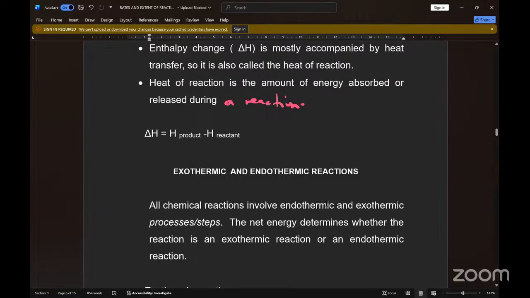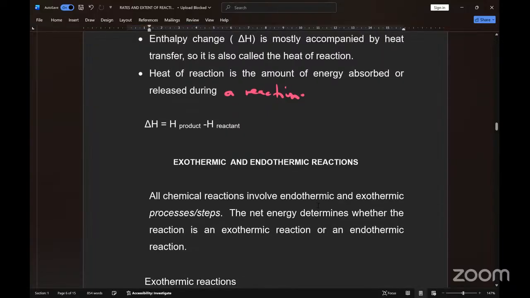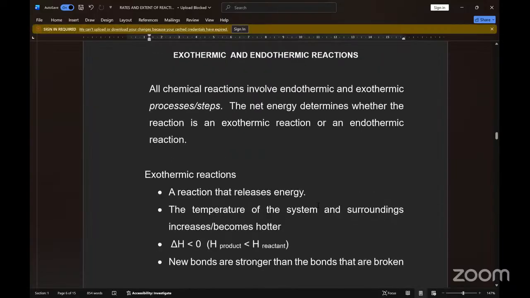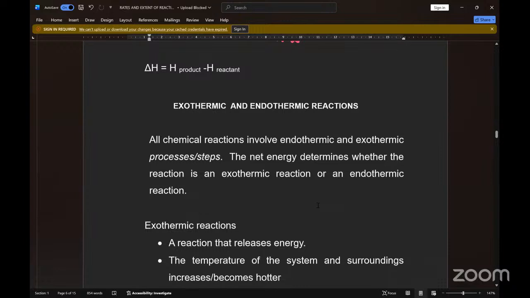Now we are going to look at endothermic and exothermic reactions. Now let me emphasize this again. Like I said, for every reaction, we have both an endothermic step or process and an exothermic process. The overall, when you combine them together, then that will determine whether the whole reaction is endothermic or exothermic.